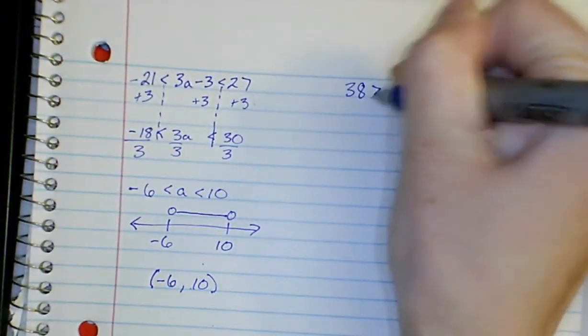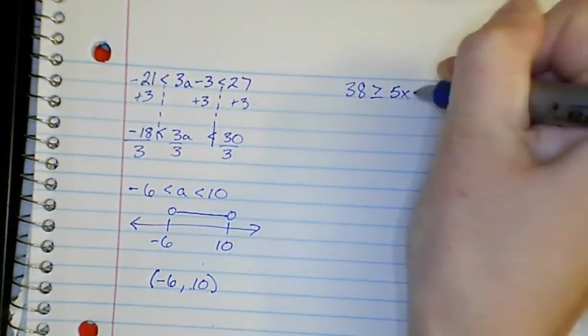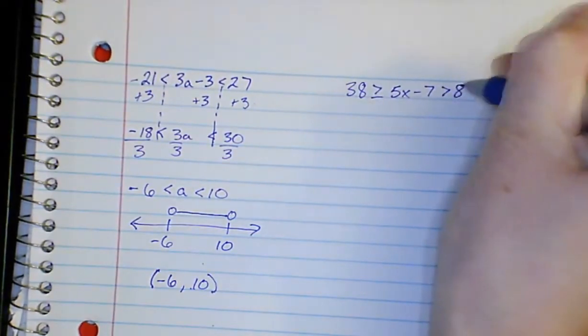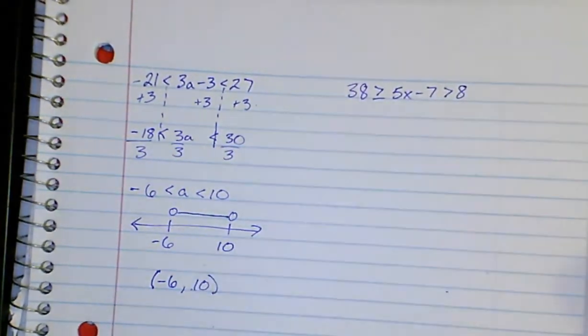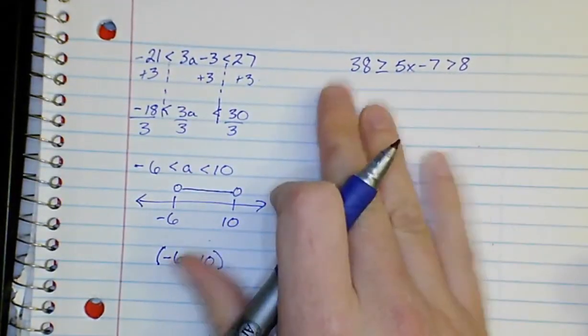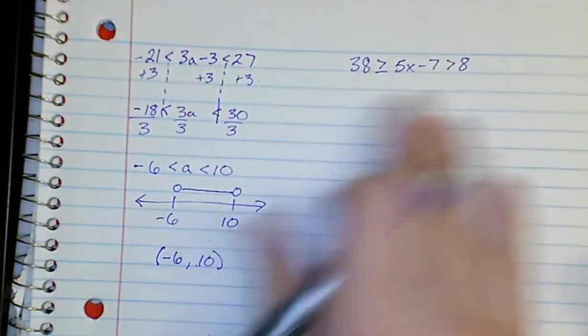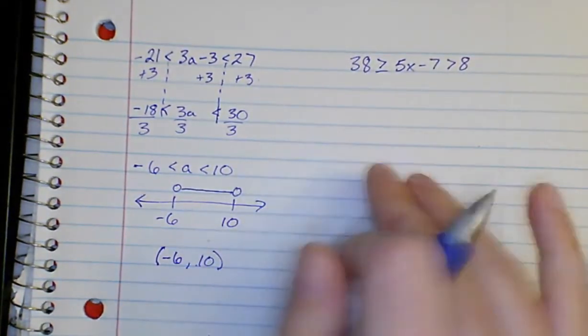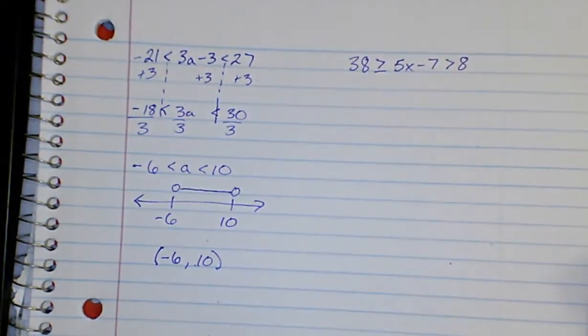38 is greater than or equal to 5x minus 7, which is greater than 8. Now, typically, we don't necessarily see this written out in this fashion. Usually, it's from least to greatest, but I'm not going to change anything about this until we finalize our answer.